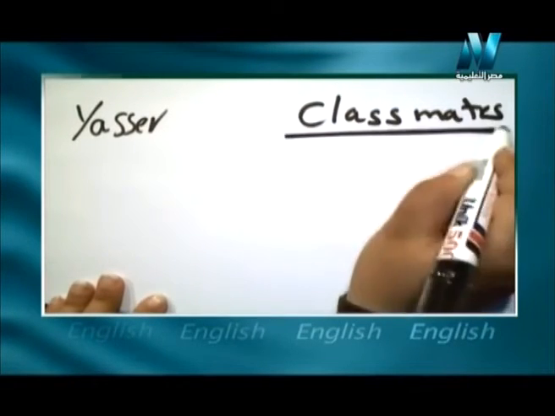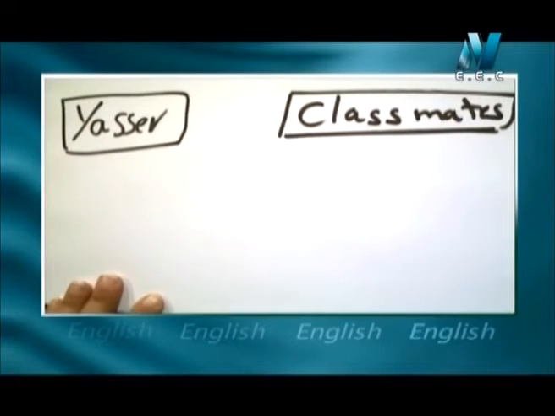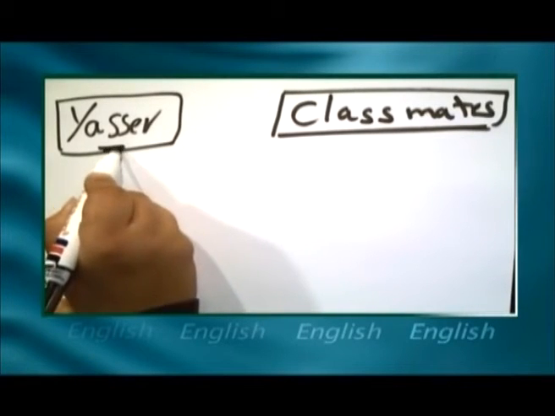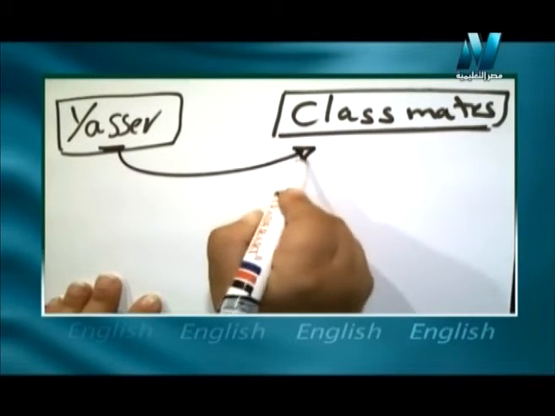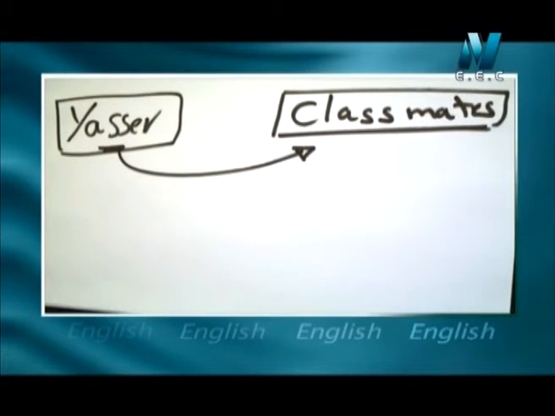Classmates, دول كل أصحابه اللي في الكلاس. كل التلاميذ اللي موجودين في الكلاس. I'm going to compare ياسر بكل الأولاد اللي موجودين في الكلاس. هنفرض إن ياسر ده هو أشطر حد في الكلاس أو أسوأ حد في الكلاس، أطول حد في الكلاس. في صفة معينة هو بيتميز بيها عن كل الولاد اللي في الكلاس.